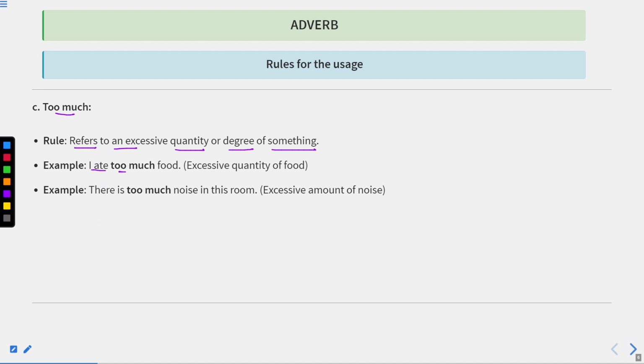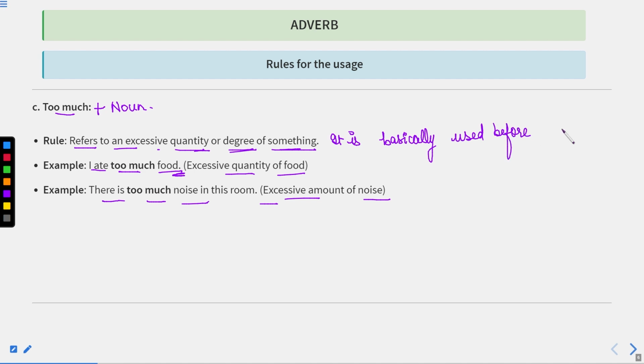I ate too much food. Now, the basic point behind this is that after too much, we can only have a noun. We can only write a noun after too much. It refers to an excessive quantity or degree of something. I ate too much food, an excessive quantity of food. There is too much noise in the room, an excessive amount of noise. So it is basically used before nouns.